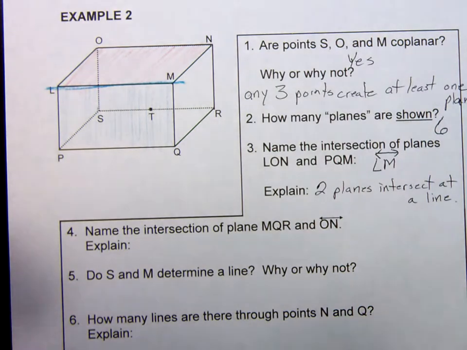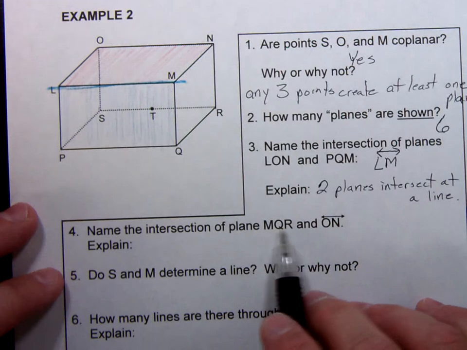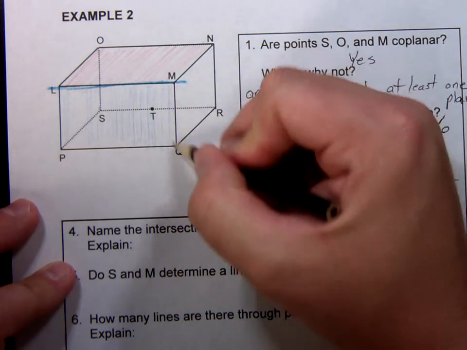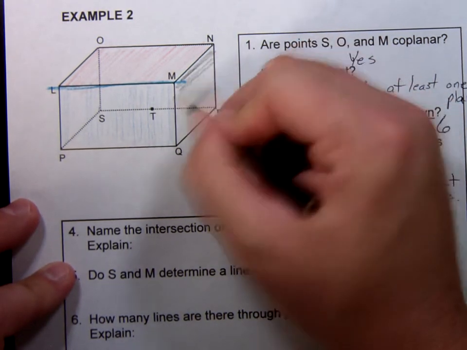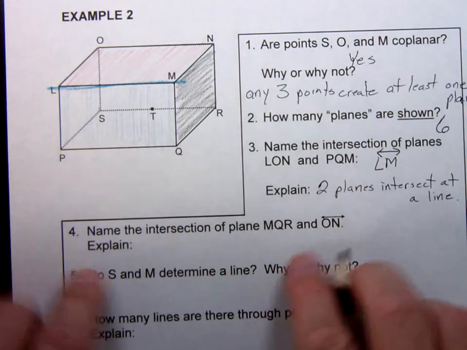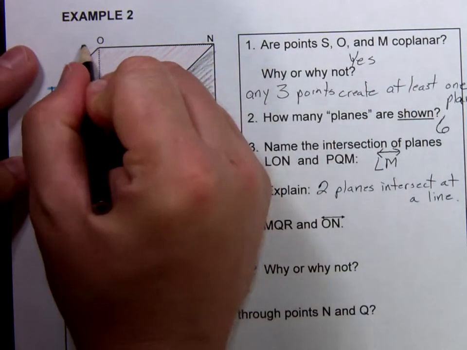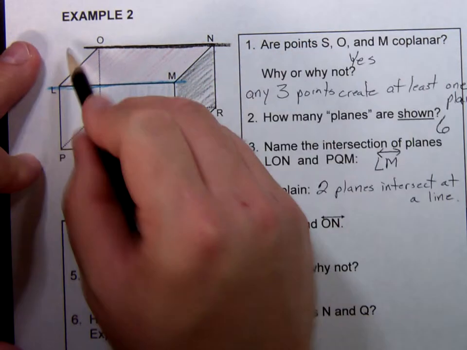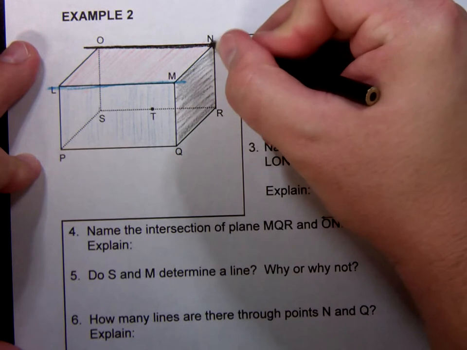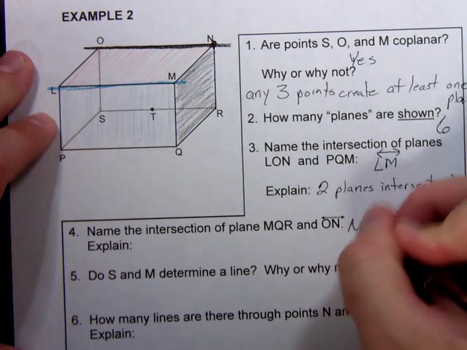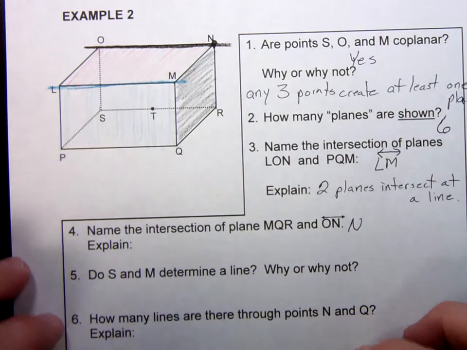Alright, name the intersection of plane MQR and line ON. So here we got plane MQR. So that's this right side, or this right face. MQR is this plane. And we got line ON. Here's line ON. So where is this plane and this line intersecting? They're intersecting at point N. So that's the intersection of plane MQR and line ON.